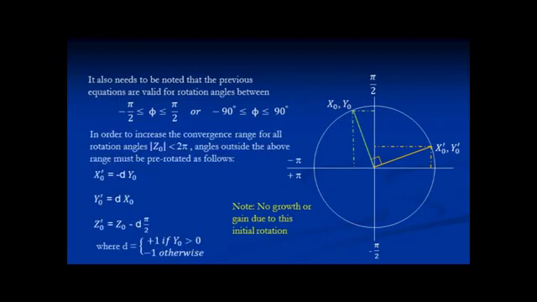If the angle needs to be pre-rotated, we do the calculations as follows. Our new x sub 0 will be equal to minus d times y sub 0, and our new y sub 0 will be equal to d times x sub 0, and our new z sub 0 will be equal to z sub 0 minus d times pi over 2, where d is plus 1 if y is greater than or equal to 0, otherwise d is minus 1. There is no growth or gain for this rotation. In the second part of this presentation, we'll actually design the quartic function in Verilog and show some simulation results in ModelSim.